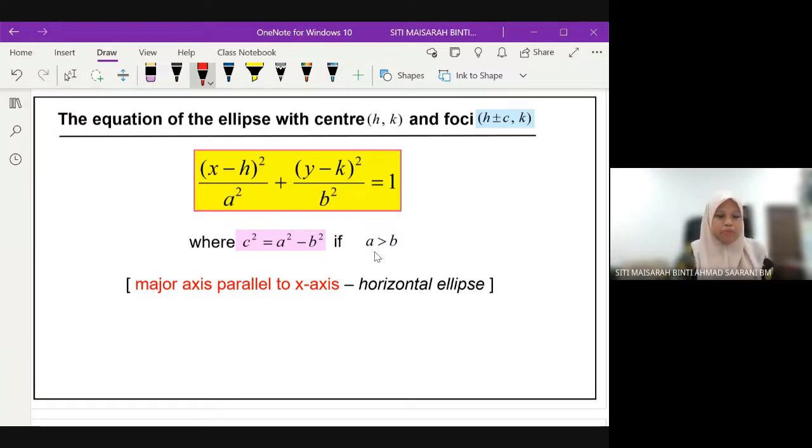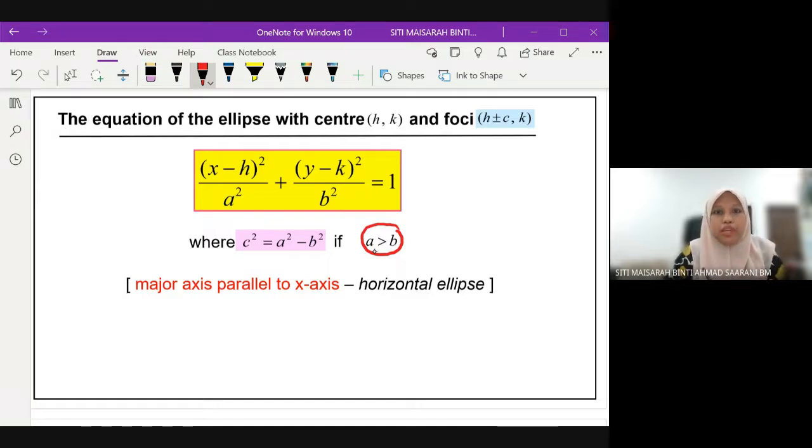Kalau case yang pertama, kita akan tengok sama ada A lebih besar pada B ataupun B lebih besar pada A. Kalau A lebih besar pada B, A duduk di bawah X. Cara nak ingat, A ni duduk di bawah X, maksudnya major axis dia parallel dengan X axis. Boleh? Boleh ulang lagi sekali. Kalau A lebih besar pada B, if A is more than B, A ni duduk di bawah X. So bermaksud major axis parallel to X axis.